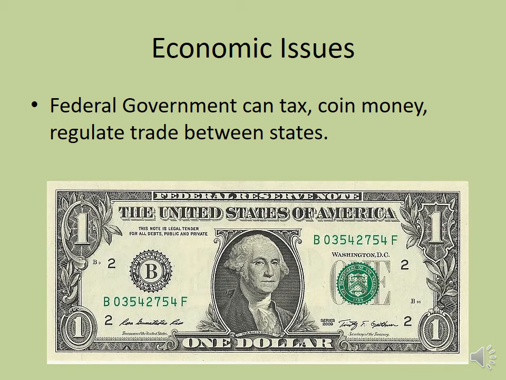Economic issues. The federal government can now tax and coin money and regulate trade between the states. So this is where they start to adopt some of those things that were left out from the Articles of Confederation, and the Constitution of the United States that we're now talking about and now developing deals with these issues that the Articles of Confederation kind of created.